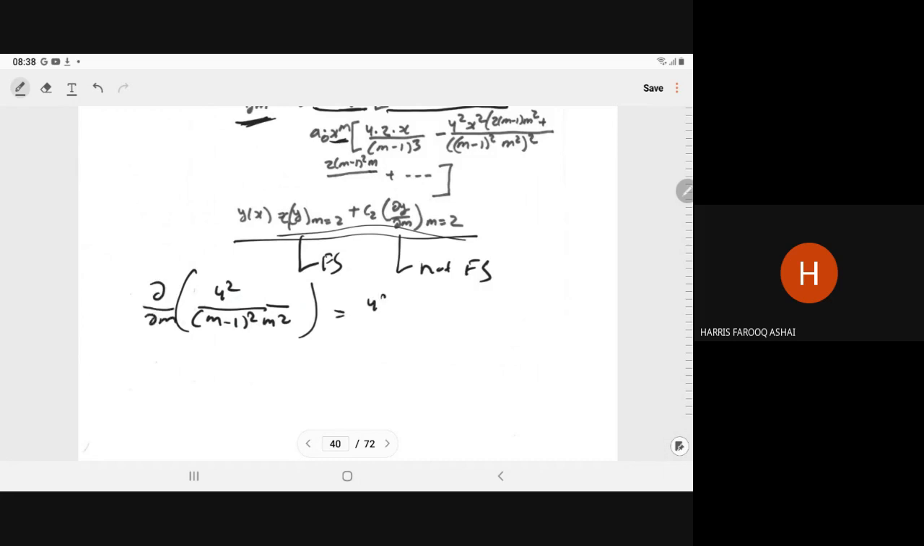So 4 square as it is, and the derivative of this will become 2 m minus 1 m square, and the derivative of this will become m minus 1 whole square into 2m upon m minus 1 whole square m square, m minus 1 whole square m square, with the minus sign.